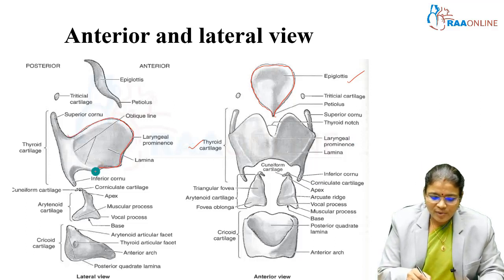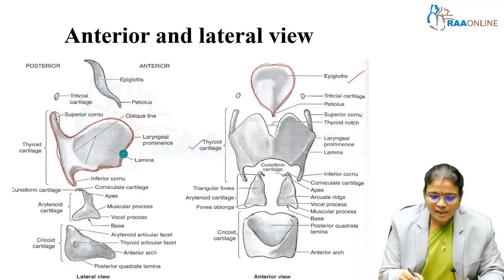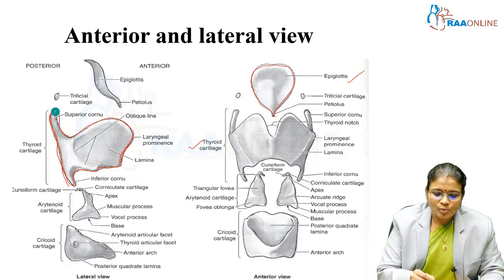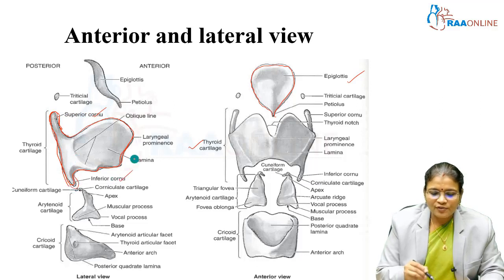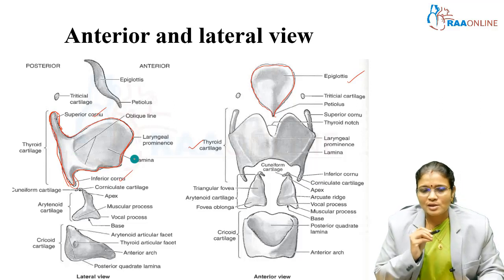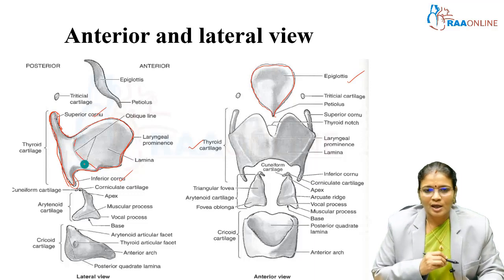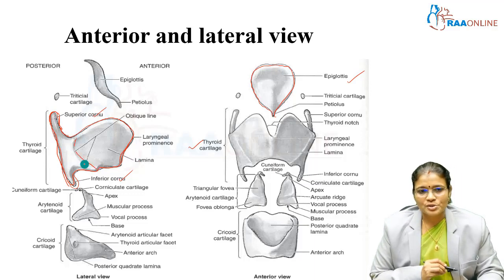See, this is the lamina of the thyroid cartilage, and this lamina has an anterior border and a posterior border. Along the posterior border, there is a projection upwards called the superior cornu, and there is a projection downwards called the inferior cornu of the thyroid cartilage. And along the external surface of the lamina of the thyroid cartilage, there is an oblique line of the thyroid cartilage, which will give origin to many muscles.